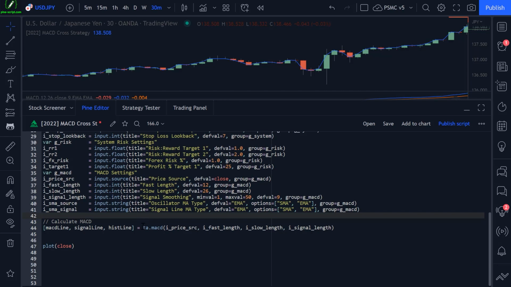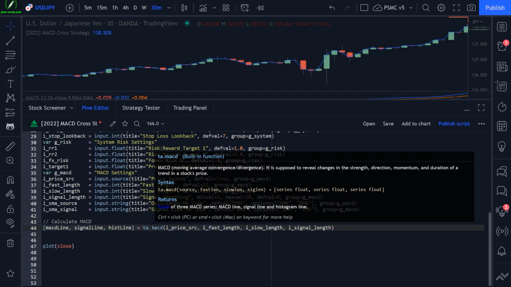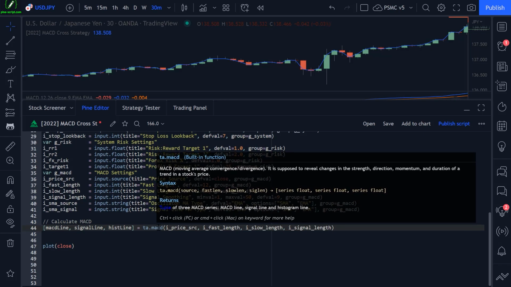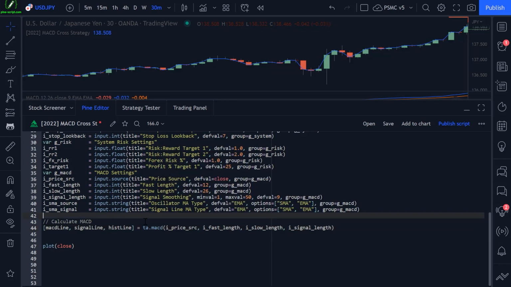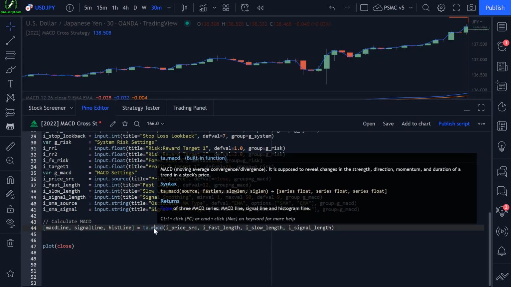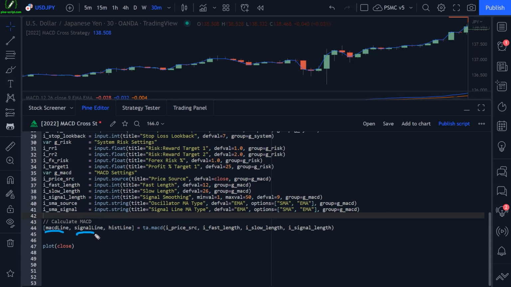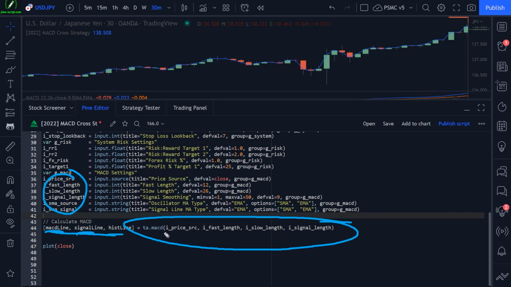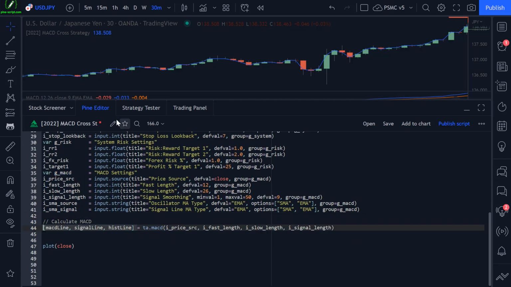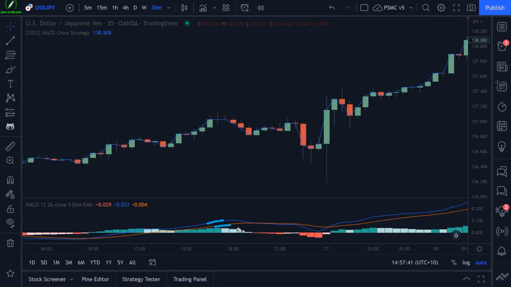To do that, we can use the TA namespace or library, the technical analysis library. So ta.macd will give us the MACD parameters, and we're using what is referred to as a tuple here. The tuple gets 3 different parameters simultaneously from a single function call. So this MACD function returns a MACD line, a signal line, and a histogram line. We pass in all of our MACD settings into that function call, and that gives us our blue line, our orange line, and these bars here, this histogram.